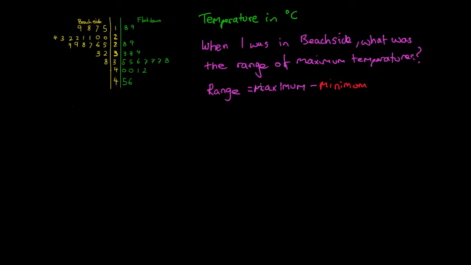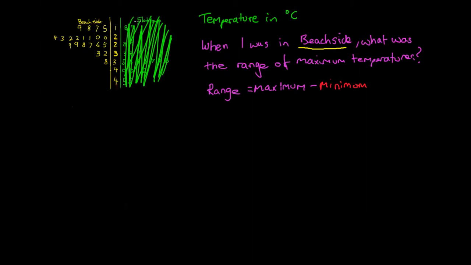So what we need to do is work out exactly what our maximum and our minimum are, and then we'll just do this calculation and we should have our range, and it will be in degrees Celsius. First things first, I'm concerned with Beachside, so I want to know what the range of temperatures was when I was in Beachside. That means we can ignore this Flattown data. That's gone. We're really just focusing on Beachside, and what we're looking for is our maximum and our minimum.